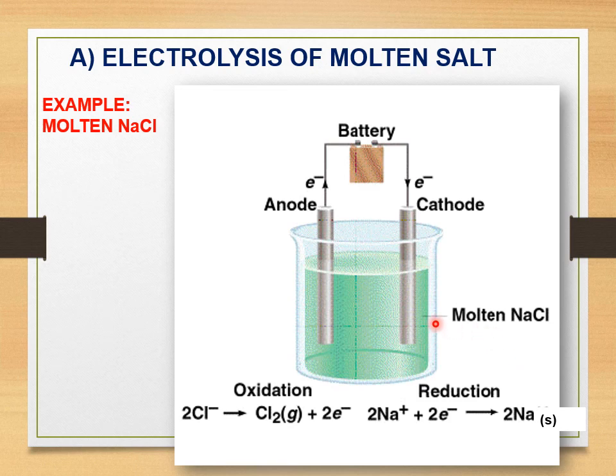Electrolysis of molten salt looks like this. We are going to do it on molten NaCl. A cation, Na⁺, will be attracted to the cathode. So the reduction that happens at the cathode is Na⁺ + e⁻ becomes Na. And the oxidation that happens at the anode is that the chloride ion becomes chlorine gas. So chlorine gas will be produced at the anode.